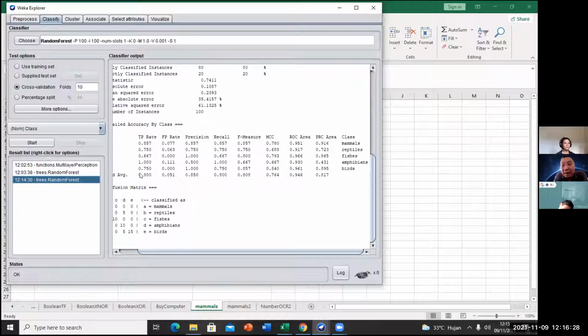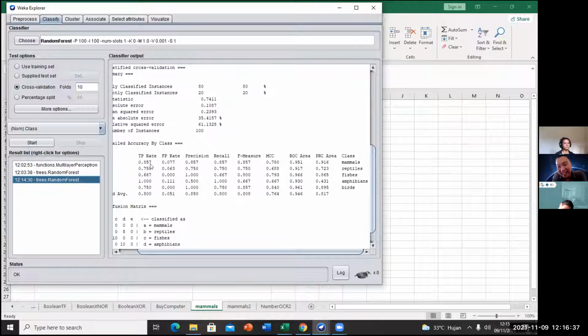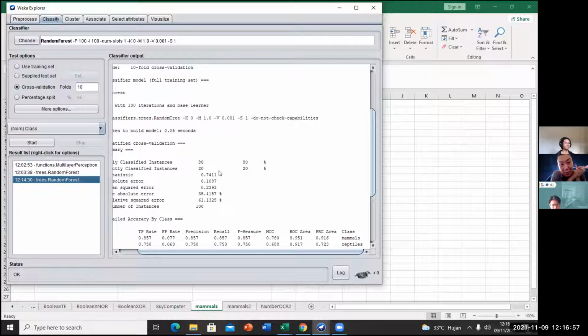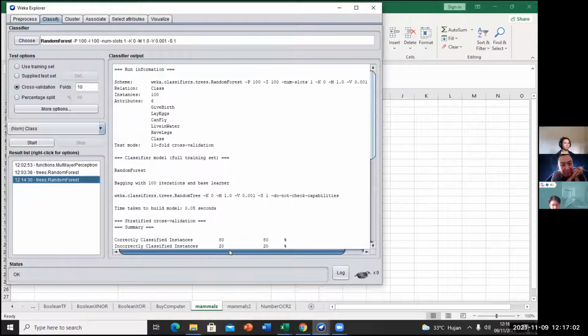Say, suppose I have a new animal, I don't know, okay? So they live in water, they lay eggs, right? So then what is this? Is this a reptile or fish or amphibian or bird? So how are you going to classify? I don't want you to get just 80% and then claim that. Okay, I show you 80%, but predict my new data. So how are you going to predict my new data?